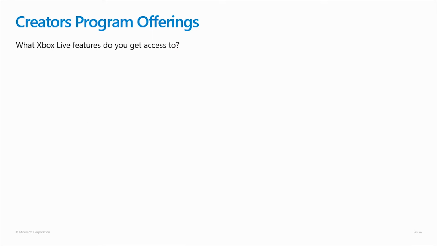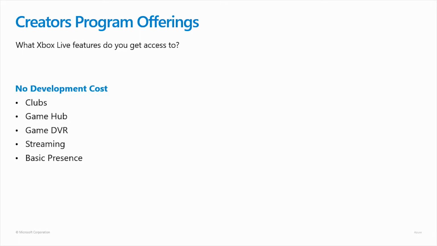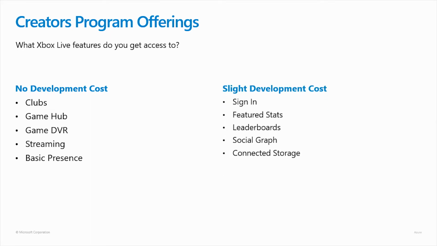So what exactly do you get with the Creators Program? For no development cost, and for just publishing through the Creators Program, you get access to features like clubs, which allow gamers to create social communities around your game. You get things like Game Hub, which is your one-stop shop for all interactions with your game, which includes broadcasts, streaming, and captures. And you have access to Game DVR, which allows you to capture those really special moments with your game and share them with their friends on the Xbox. You also get access to streaming through Mixer and Basic Presence. And with a little bit of extra development work, you can integrate with Xbox Live Sign-In, featured stats, leaderboards, as well as social graph and connected storage. Now the one caveat is you have to integrate with Xbox Live Sign-In to publish through the Creators Program.